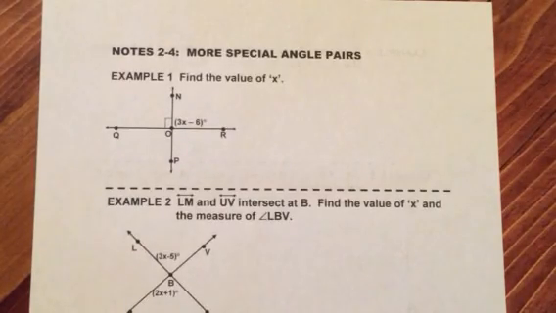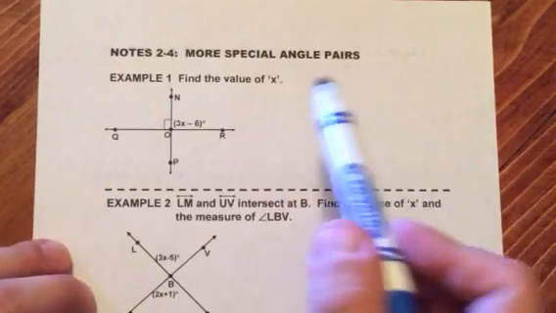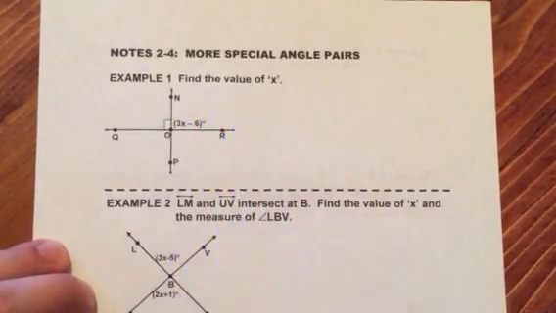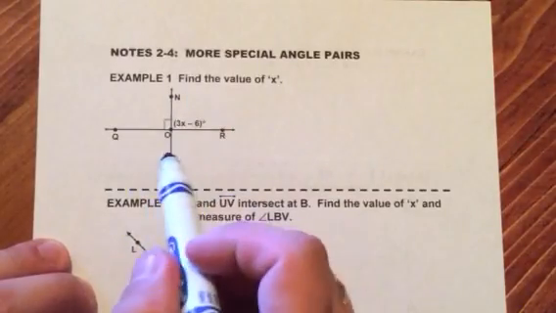Today we are going to be talking about more special angle pairs. So let's go ahead and get started without further ado. We're looking at example 1. I know that we are trying to find the value of x. There's a couple ways I can talk about this.